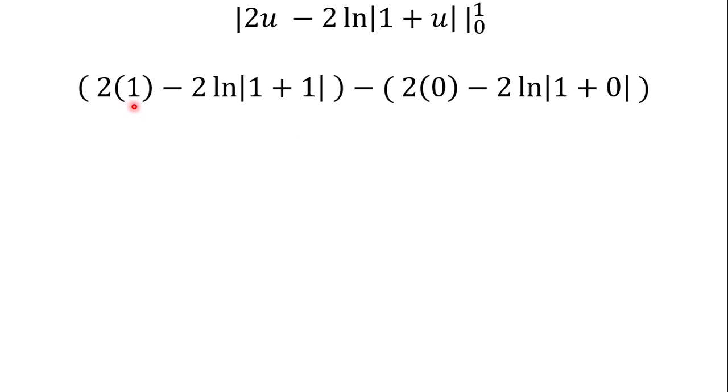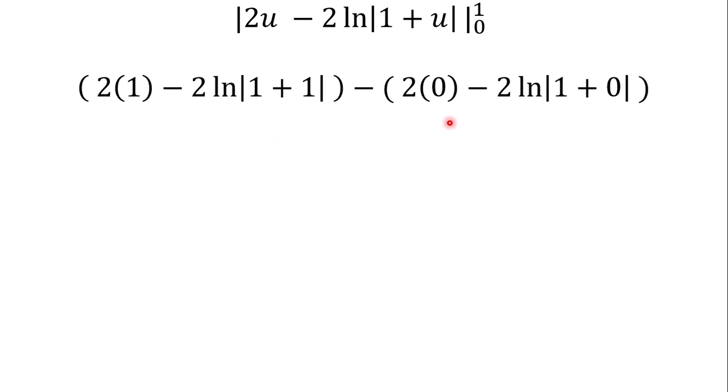Now 2 by 1 will give us 2, and then 1 plus, don't worry about the absolute value, you just work it in base. Just don't get confused with the absolute value symbol. Don't confuse yourself with it. You just do what you know. At the end of the day, you're just going to get it. So 1 plus 1 will give us 2. So this one will give us 2 minus 2 times natural log of 2.